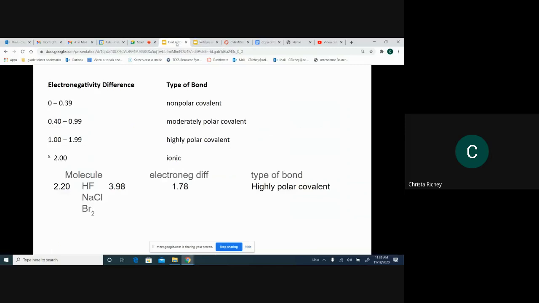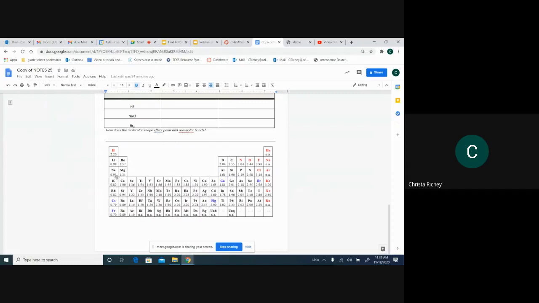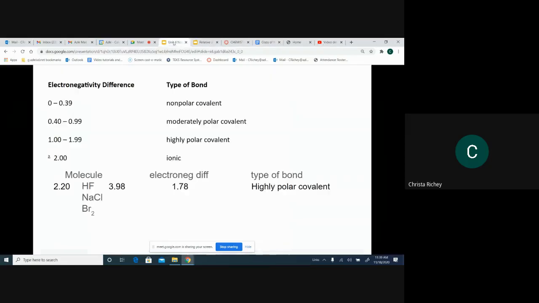So in the second one we're going to do sodium chloride. So we have sodium and chlorine. Sodium is 0.93. Chlorine is 3.16. That's where I got those from. And when I subtract them, I get 2.23. What type of compound is sodium chloride? It is ionic.